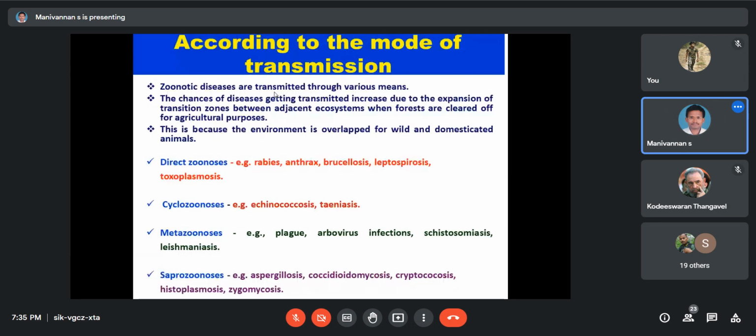Anthropozoonosis is in our syllabus also, clearly explained. What is amphizoonosis, zoonosis? What is called anthropozoonosis? Anthropos means an animal disease that can be transmitted to humans. That is called anthropozoonosis. The animal disease goes to the human.